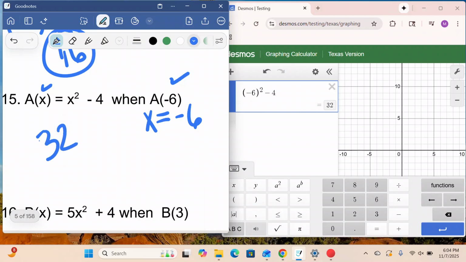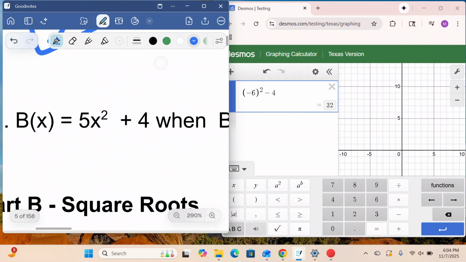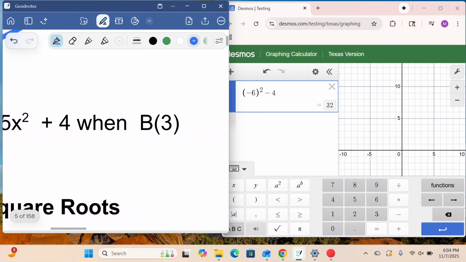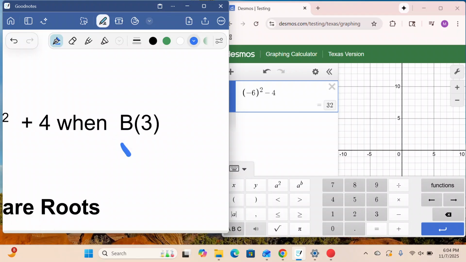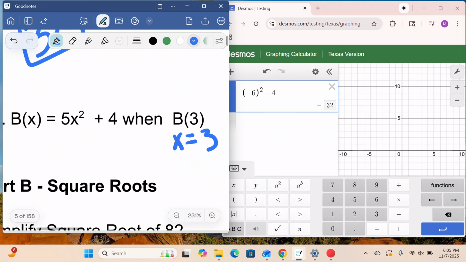So that is my value for the function a of x, where x is equal to -6. If we look at 16, which is going to be our last problem for today, my b value right here is going to be x equals 3. Wherever the x is, I don't really have to be too picky about this one, because it is a positive, so we don't have a negative where we have to raise it to the quantity squared.